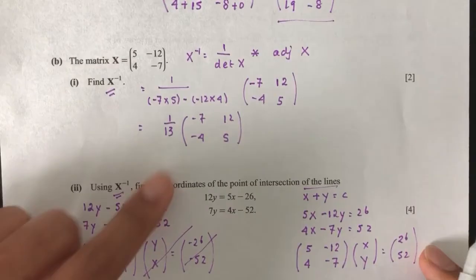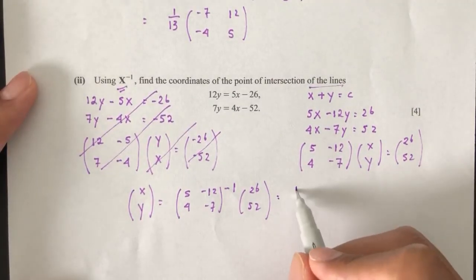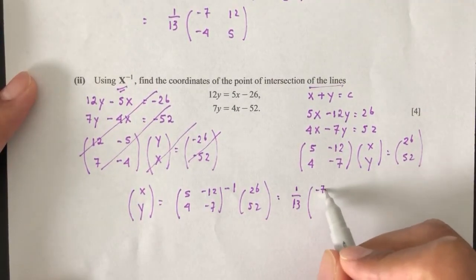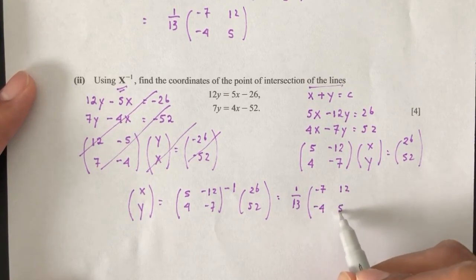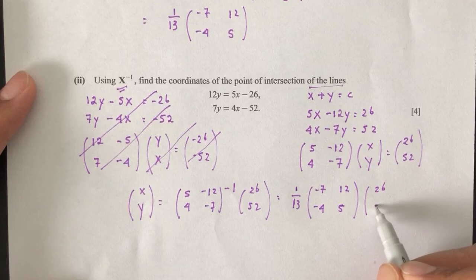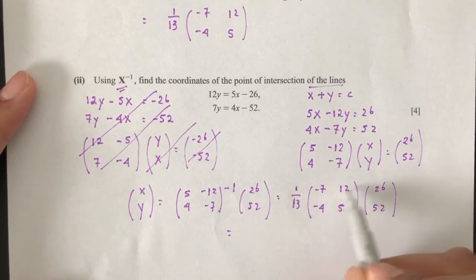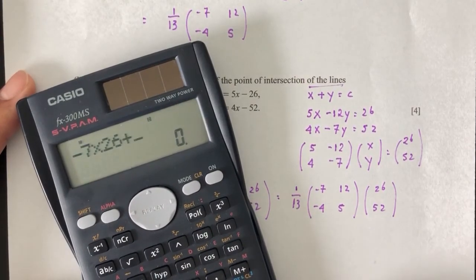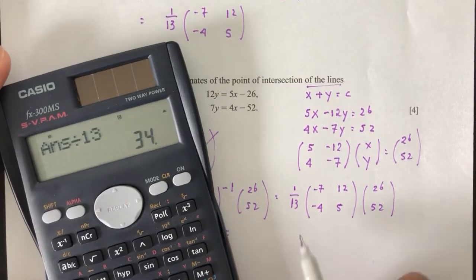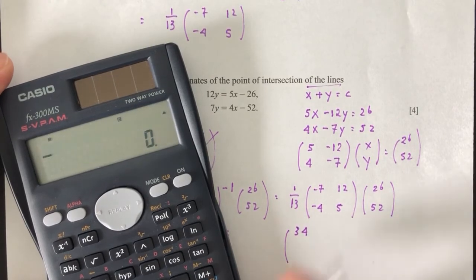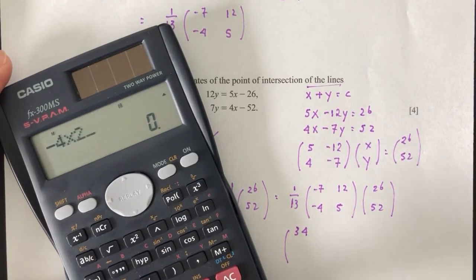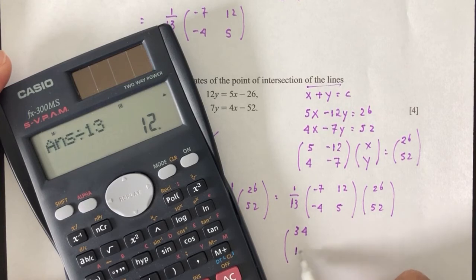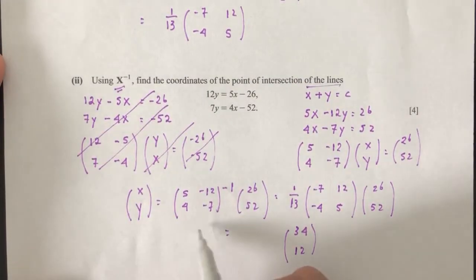So this inverse is 1 over 13 times minus 7, 12, minus 4 and 5, times 26 and 52. So rows by column. So minus 7 times 26 plus 12 times 52 becomes this, divided by 13. So first one will become 34, and this one will become minus 4 times 26 plus 5 times 52 divided by 13. That will be 12. So this will be the value of x and y.